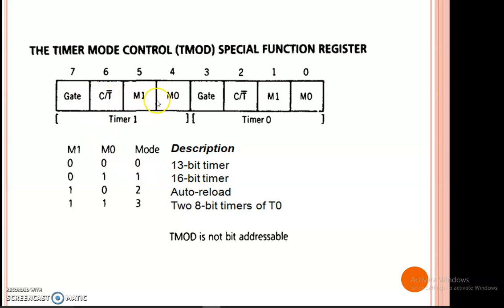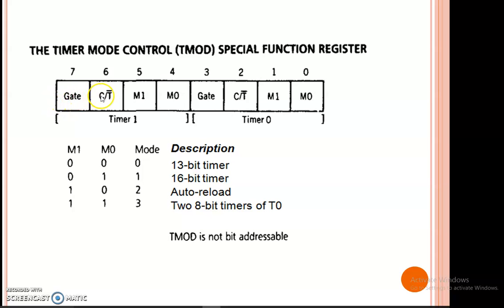See here, the first 4 bits are related to timer 1, and the next 4 bits are related to timer 0. These first 4 bits are the same as the next 4 bits. First we will see the gate bit. The gate bit is used to specify what type of control you are using with the interrupt, hardware control or software control. If gate is 1, you are going to use hardware to control the interrupts. If gate is 0, you are going to use software to control the interrupts.